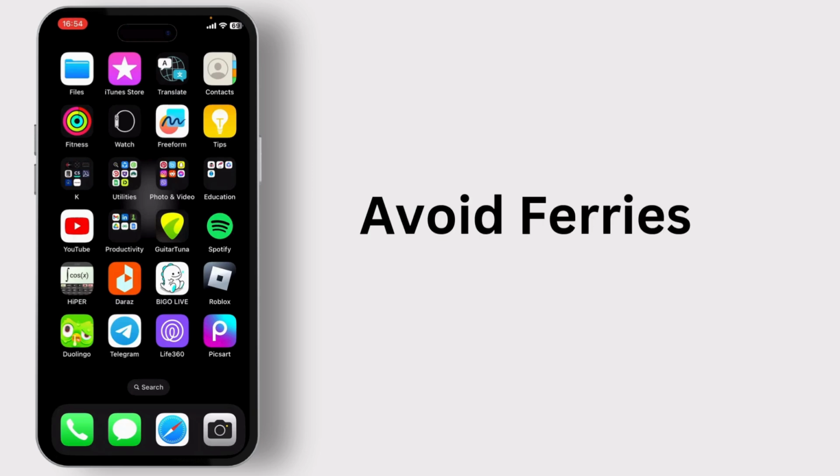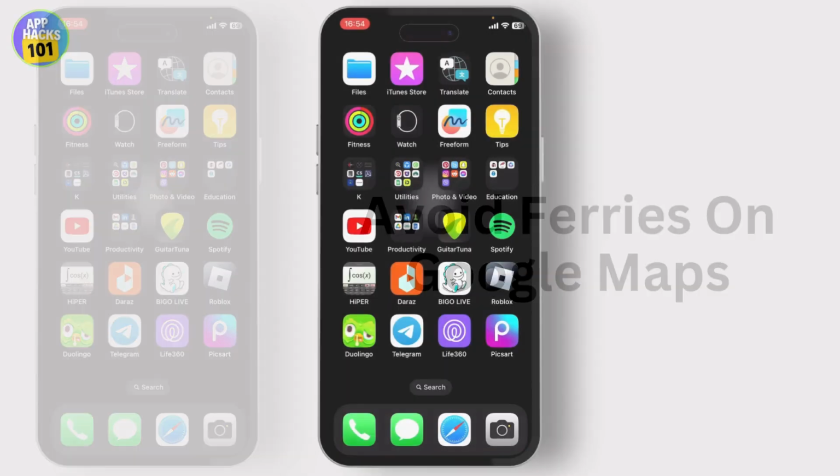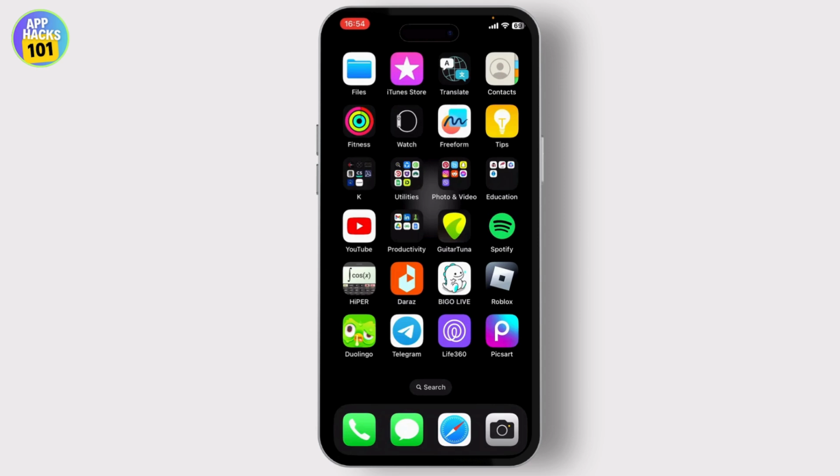You can avoid ferries on Google Maps. Now, what avoiding ferries means in Google Maps is that while you are using Google Maps for directions, if you want to avoid any waterways that go through water, you can avoid that, and I'll teach you guys how to.